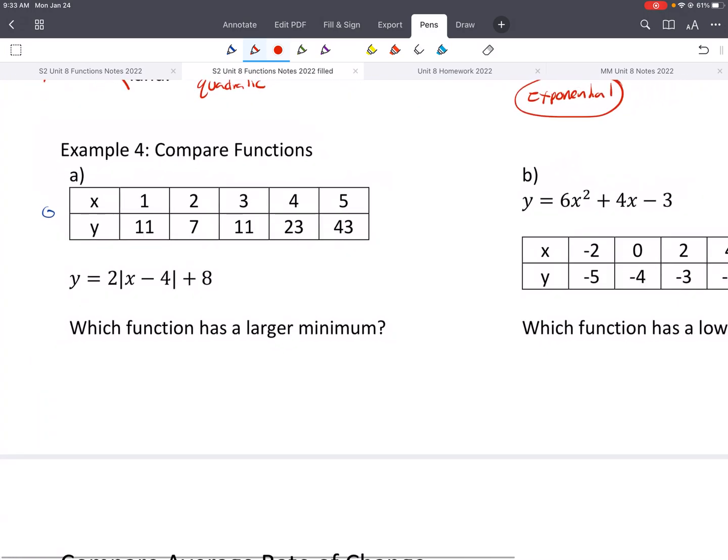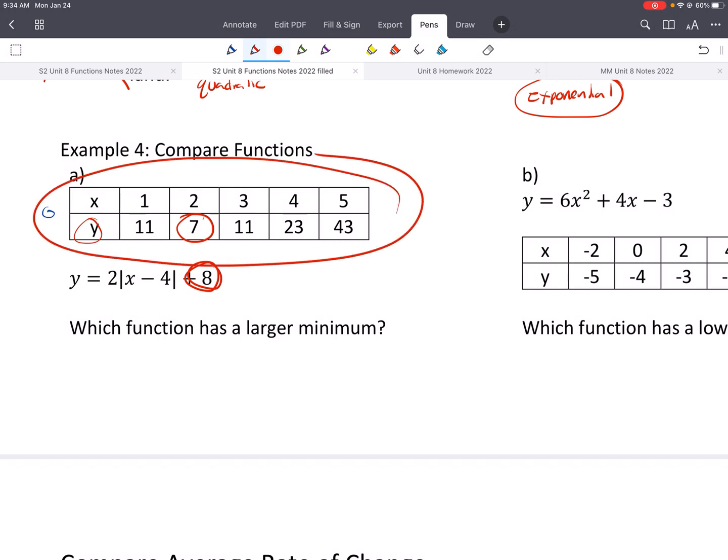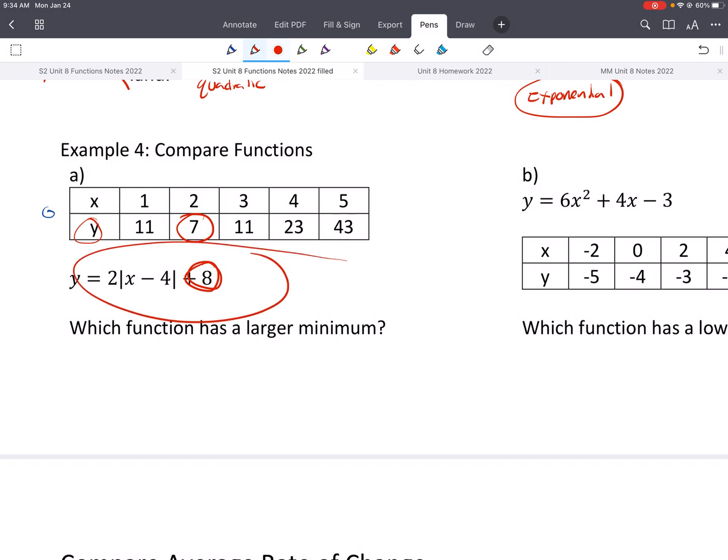Okay, we'll also want to compare functions, looking at this table or this equation: which function has the larger minimum? The minimum is your y value, so how low it goes here is 7. And then this is an absolute value function. We know that its vertex is (4, 8). And again, that 8 is its minimum value. So which one has a larger minimum? That would be the table. Okay, because 7, just kidding, tricked you. 8 is more than 7. So 8 is larger. That equation is larger.